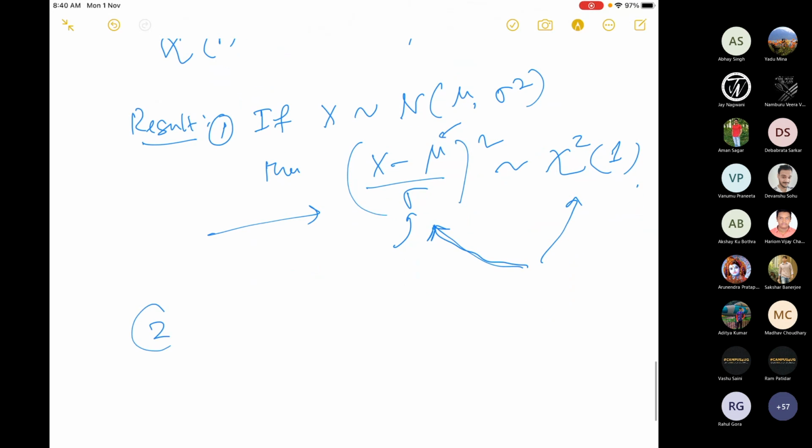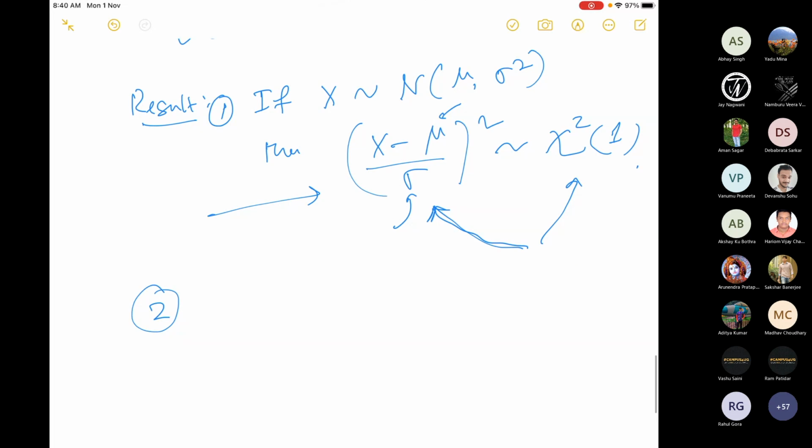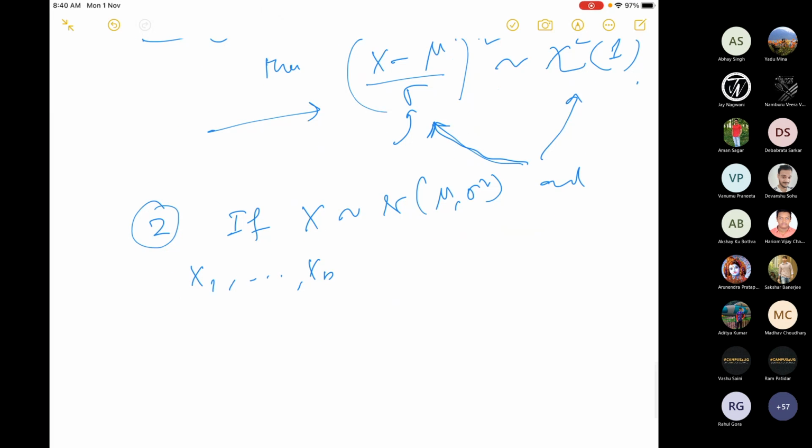We also proved the second result before. So that if X is normal, mu sigma square, and X1, X2, Xn, I mean, we did not study it in this language, but I'll just state the result. Then you'll see that we have studied this before. And let's say X1, X2, Xn is a random sample.